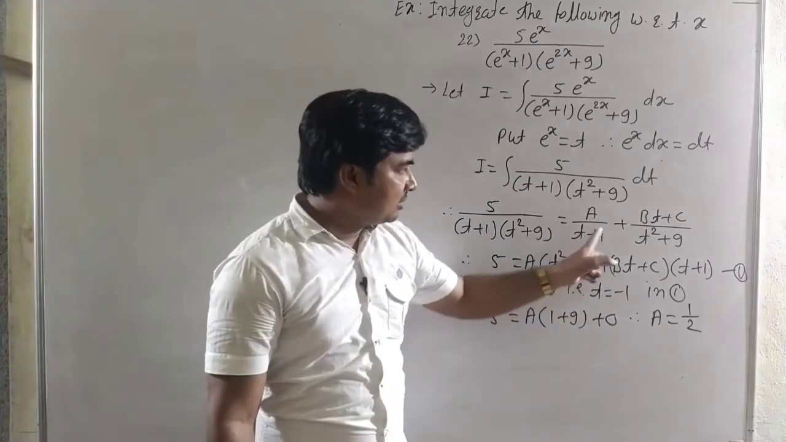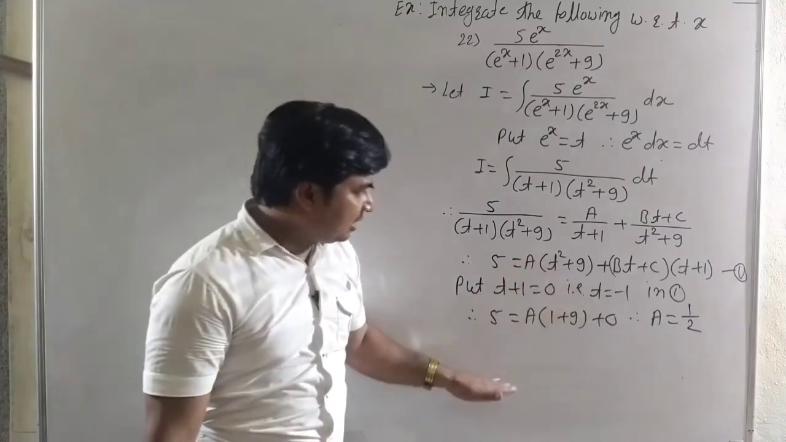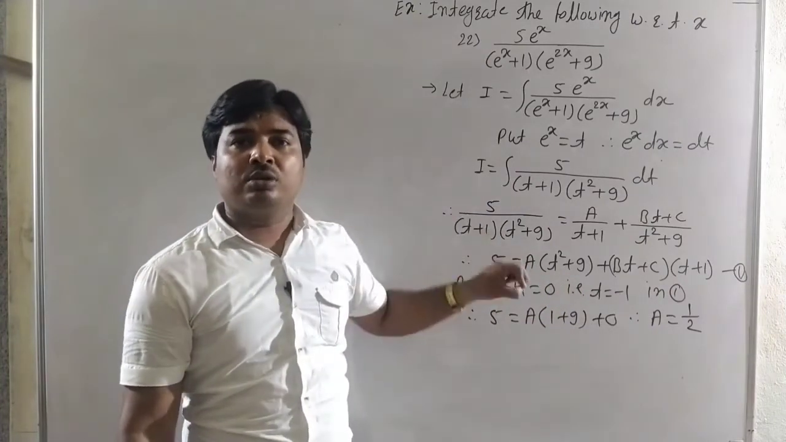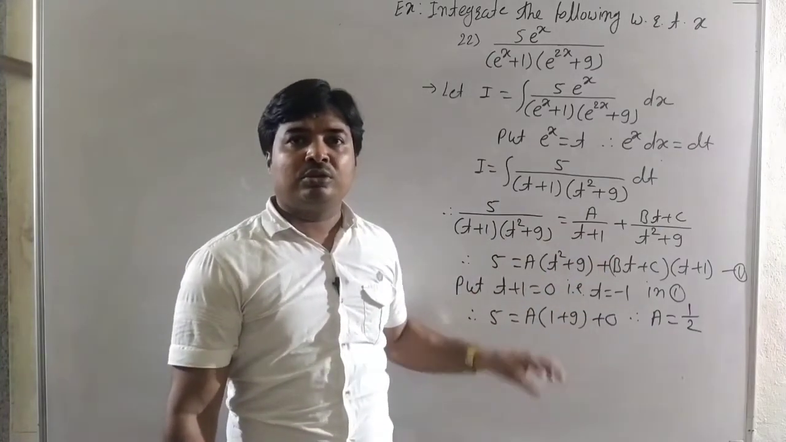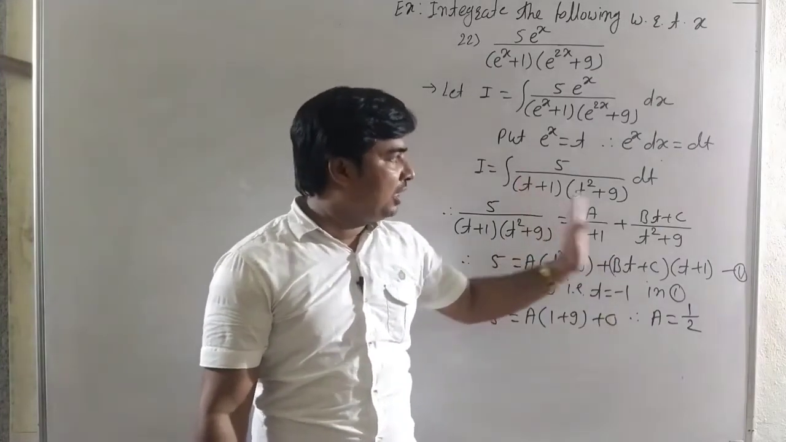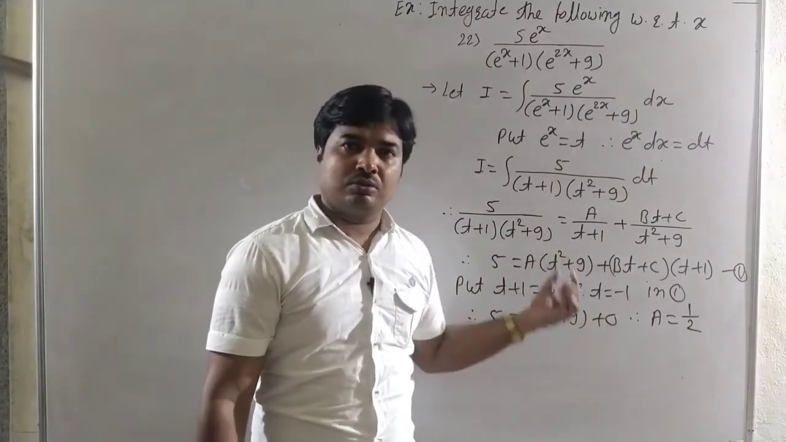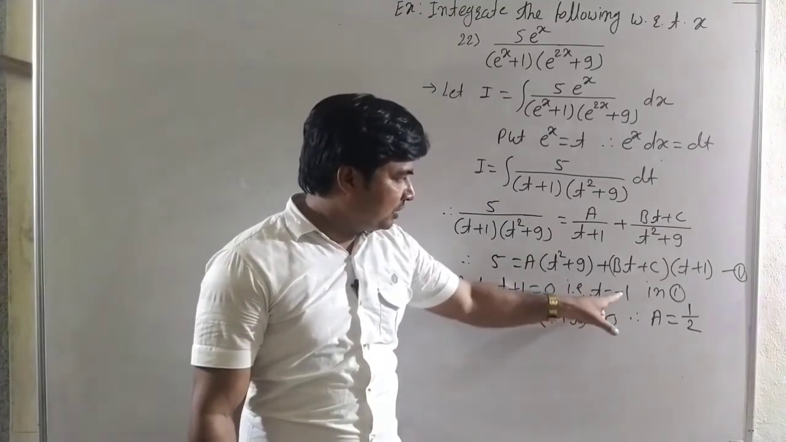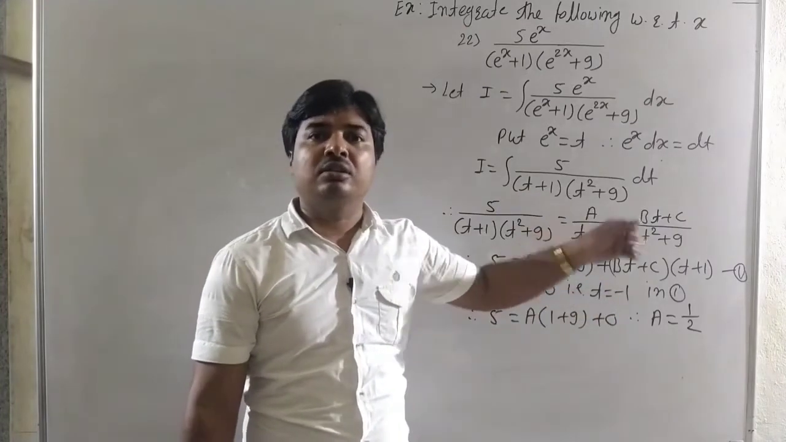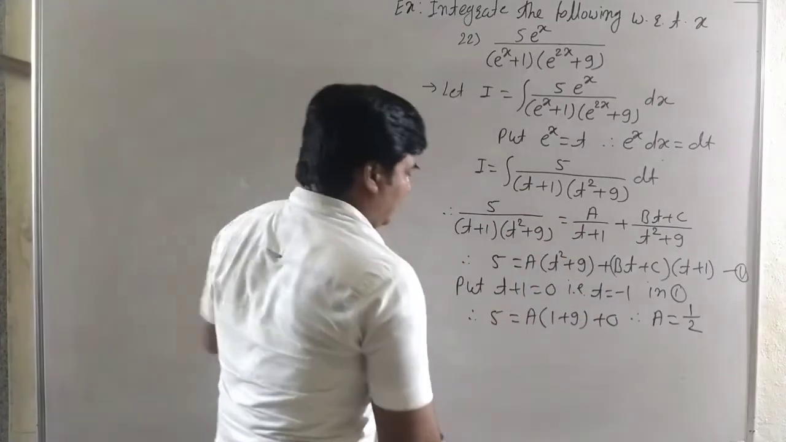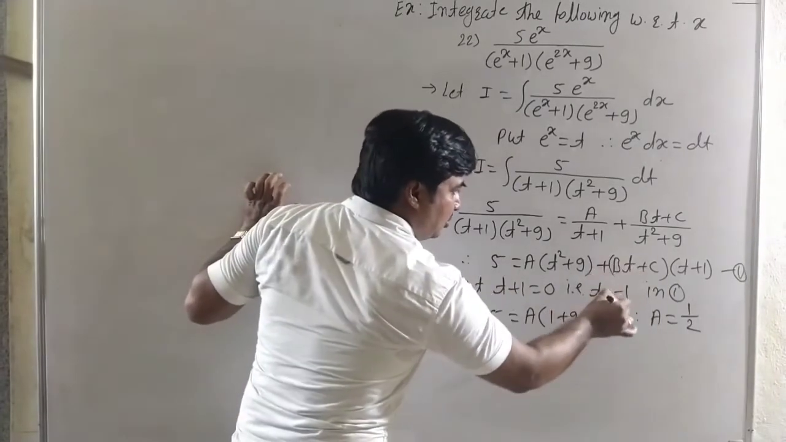In this, the factor is t plus 1, so we put t is equal to -1. And the second, we put t is equal to 0. And for finding the third unknown value out of a, b and c, we put any real number for the value of t other than -1 and 0. We can put any real number to find the third constant. First we put t is equal to -1, and now we put t is equal to 0.